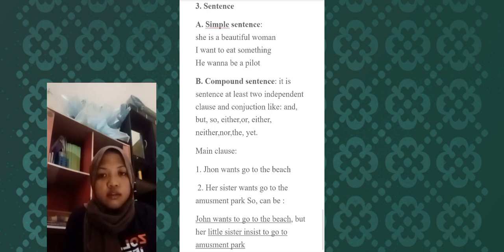Compound sentence. It is a sentence with at least two independent clauses and a conjunction like and, but, so, or, either, neither, nor, for, yet. Main clauses: first, John wants to go to the beach. Two, her sister wants to go to the amusement park. So it can be: "John wants to go to the beach, but her little sister insists on going to the amusement park."